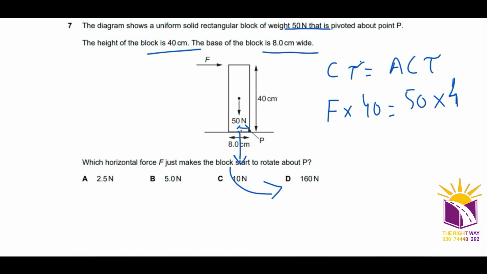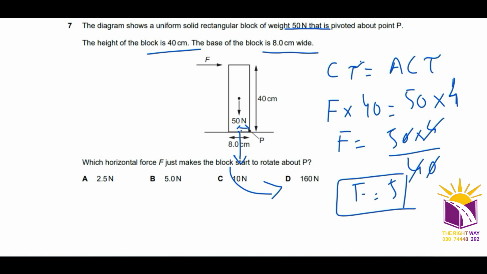It is 8 centimeter wide, and the distance between the point of action of force and the pivot will be equal to 4 centimeter, not 8 centimeter. So 40 multiplied on this side will be equal to the other side, 40 = 4 × force, and your force will be 5 Newton. That will just make the block start to rotate.